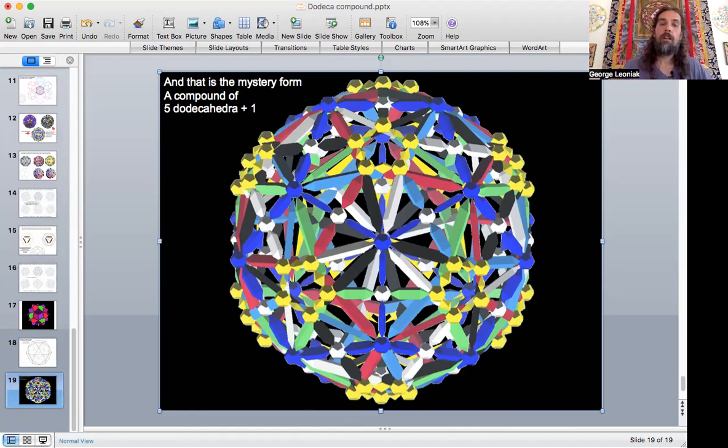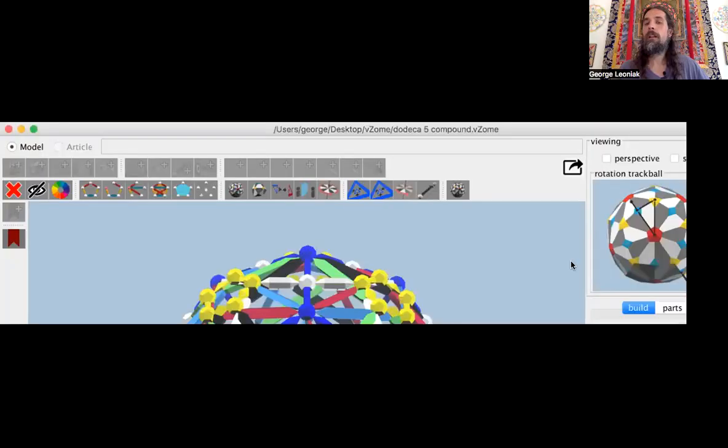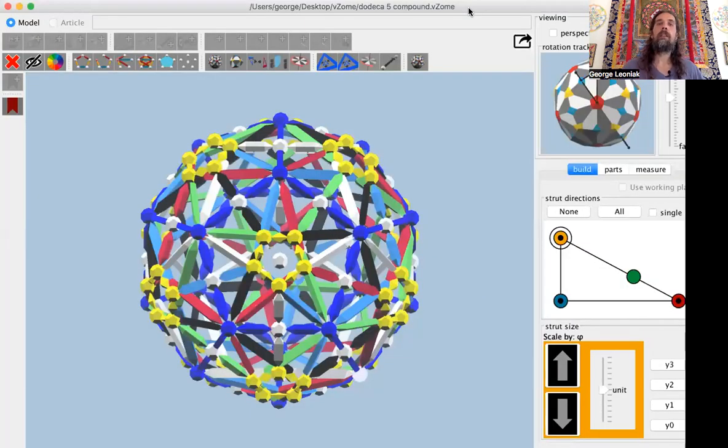Now I want to stop the slide share here. I'm going to show you the Zonepad application and show you what that looks like. So I can rotate that cool form around a little bit. And here it is. So Zonepad is up. So we're looking at it from the Pentagon view. And this is VZome. Sorry, I've been calling it Zonepad the whole time.